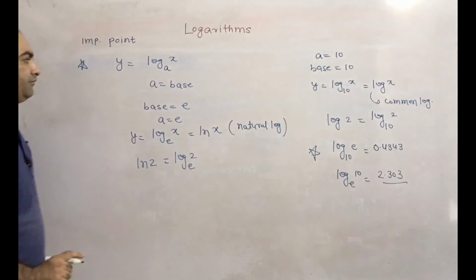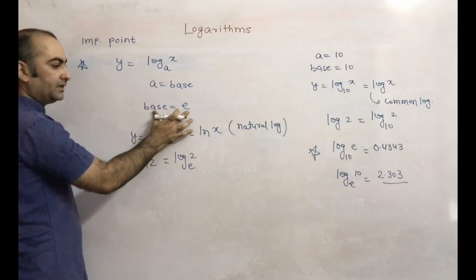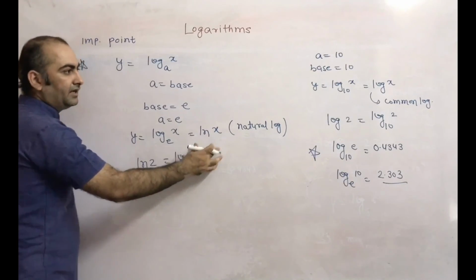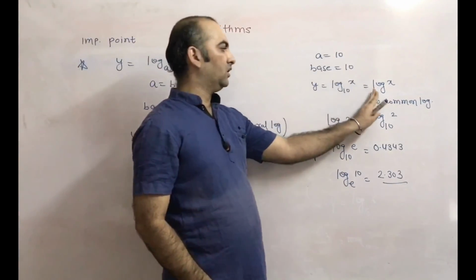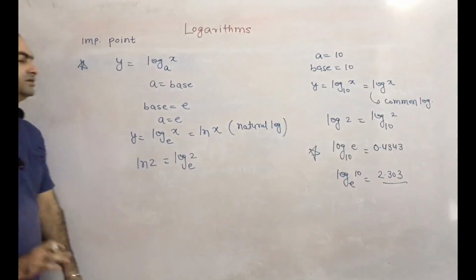So if the base is e, then we can write ln x. If the base is 10, then we can write log x. So this is the second important point.